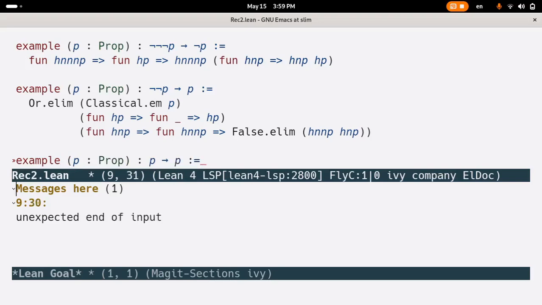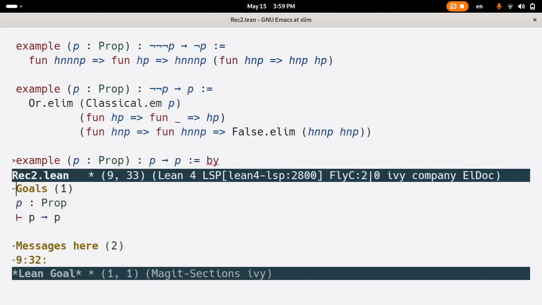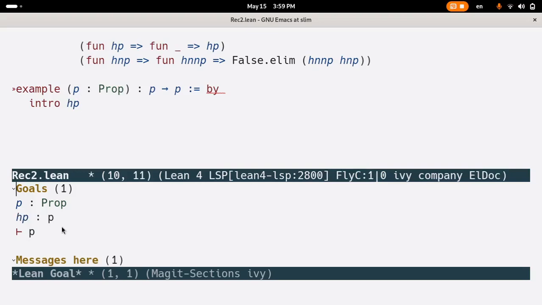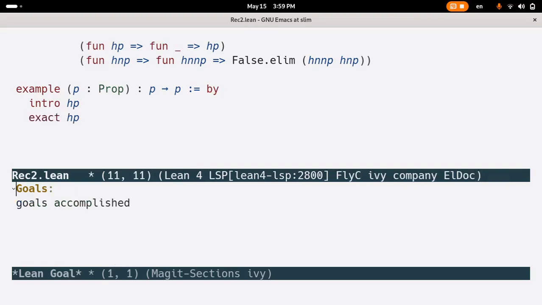We will now prove that P implies P using tactics. Tactic mode allows us to write proofs in a more English fashion. We enter the tactic mode by using the word by. We use the intro tactic to introduce the left hand side of the implication into the hypothesis. Let's call this HP, and we have to conclude P, which we can do using a tactic called exact. So exact HP uses HP to prove the goal.